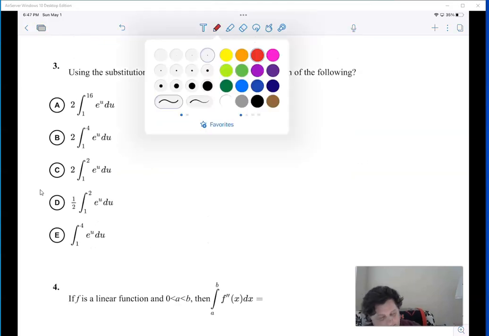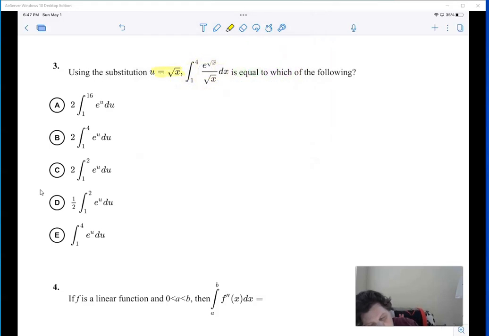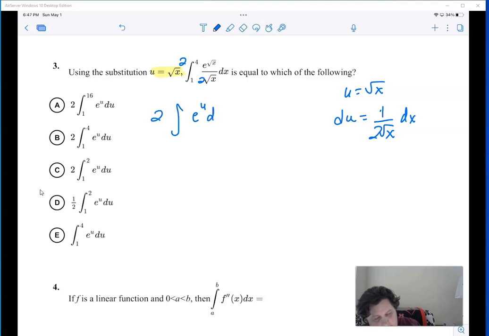We love these u-substitution ones, you guys. It already gives you the 2, that's perfect. Now you still have to do this step on the side. u is the square root of x, du is 1 over the square root of x dx. Which means there needs to be a 2 down there and a 2 up. And then it becomes e to the u du.